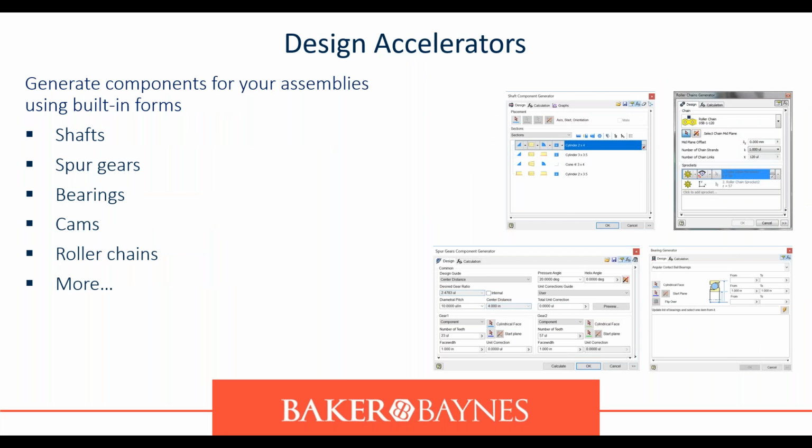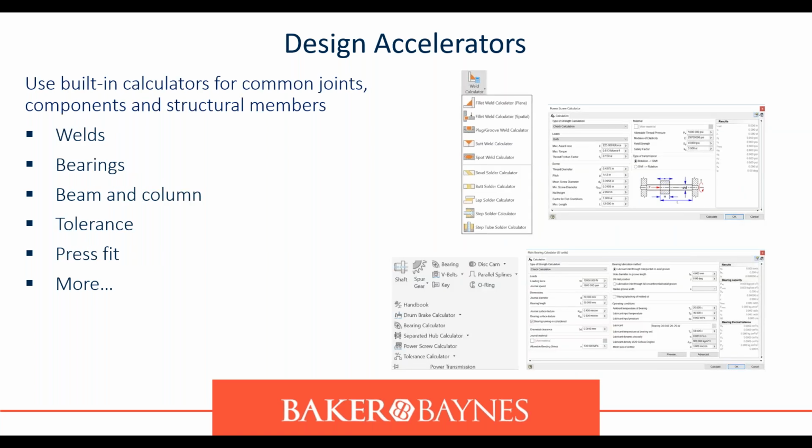The design accelerators. Generate components from your assemblies using built-in forms like shafts, spur gears, bearings, cams, roller chains, and much more. Use the design accelerator in Inventor to quickly generate components for your assemblies using built-in forms. Use engineering calculators to design, check, and verify common engineering problems. So you can see that it's for weld, bearings, beam and column, tolerance, press fit, and also more.